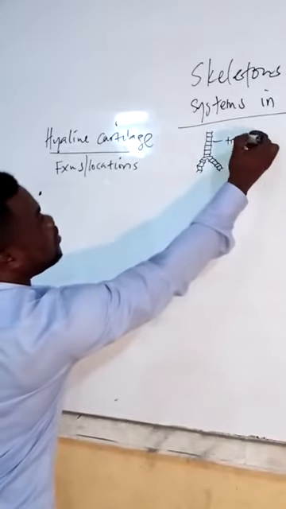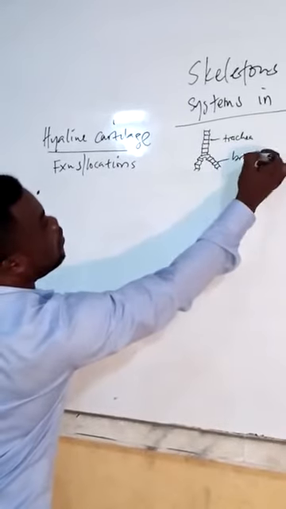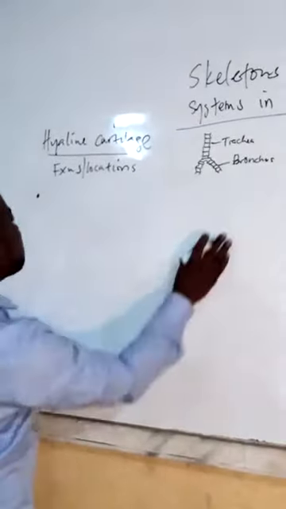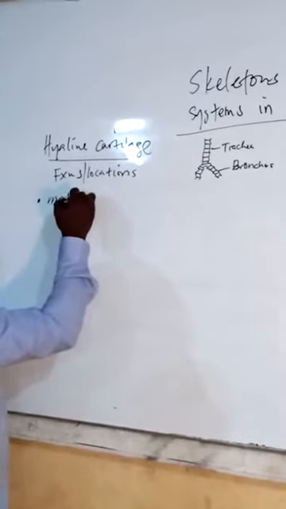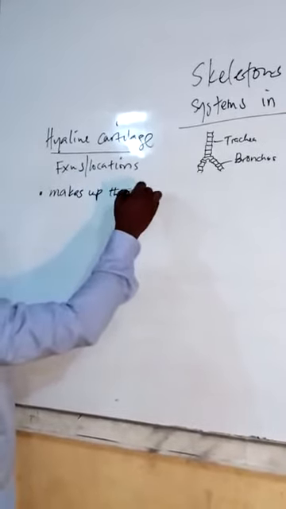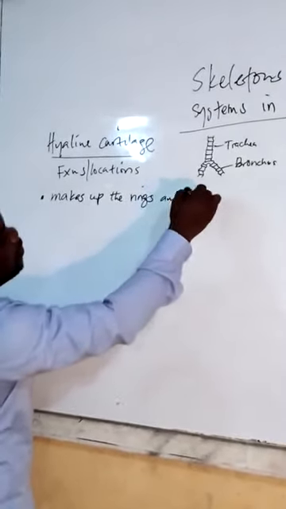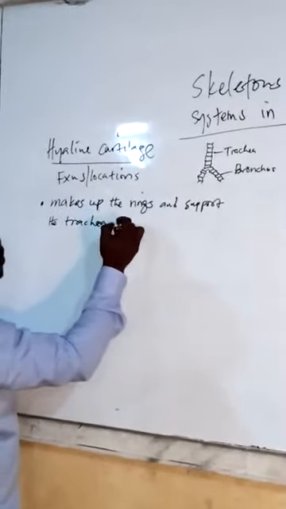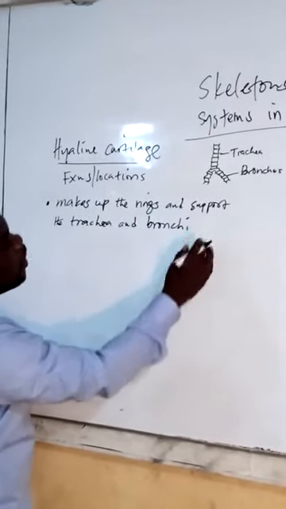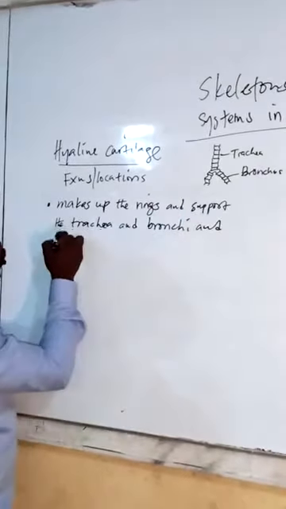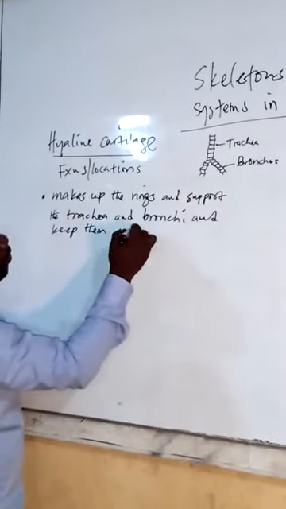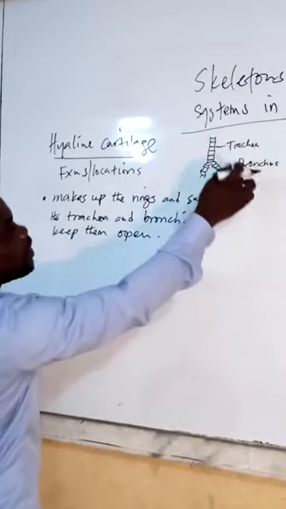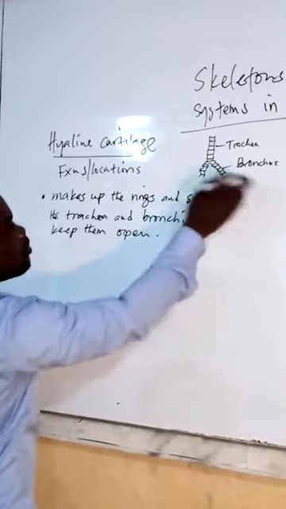This is trachea, you know that. This is bronchus. In fact, I like to start with a capital letter. Right. So bronchus. Now, this hyaline cartilage makes up the ribs and supports trachea and bronchi, and usually keeps them open. So what I mean is, these are the rings that are inside the trachea and outside of the bronchus. When you put the two bronchus together, you have bronchi.